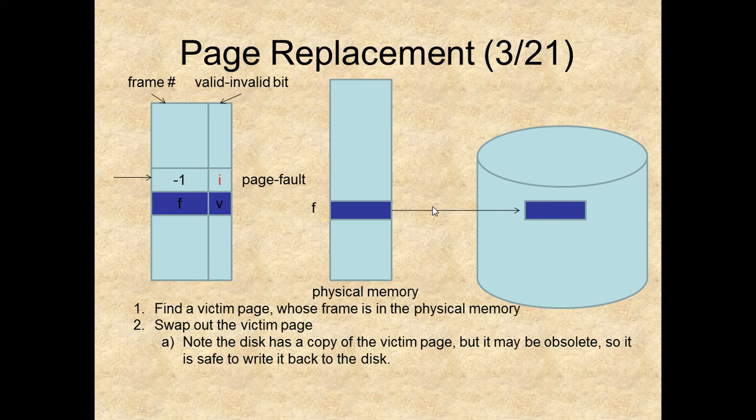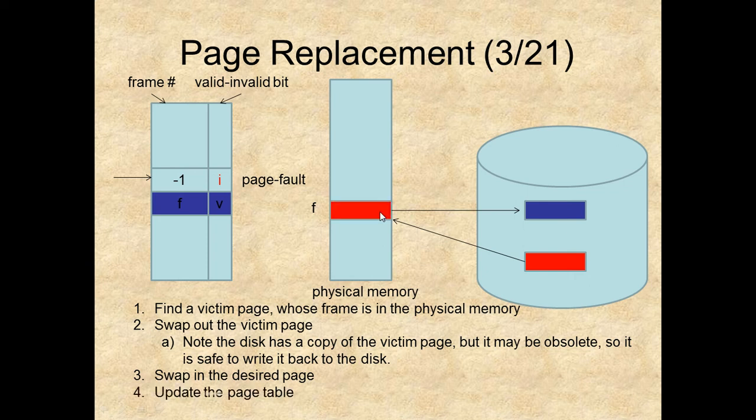You choose a victim and you have to make sure the data for the victim is consistent on the disk. As long as this is done, this space is allocatable. So step 3 is the operating system is going to find the missing page on the disk and then load it to the freed frame in the physical space. Once the missing page is loaded to the physical memory space, we have to update the page table.